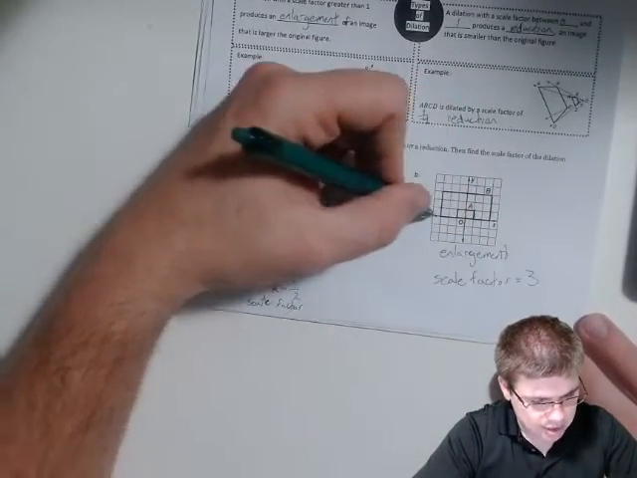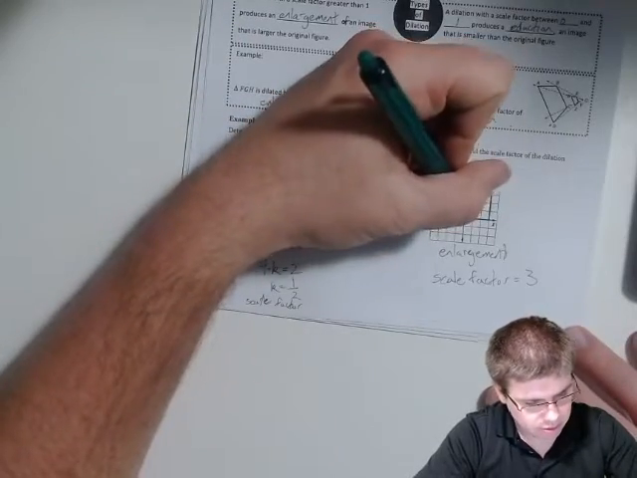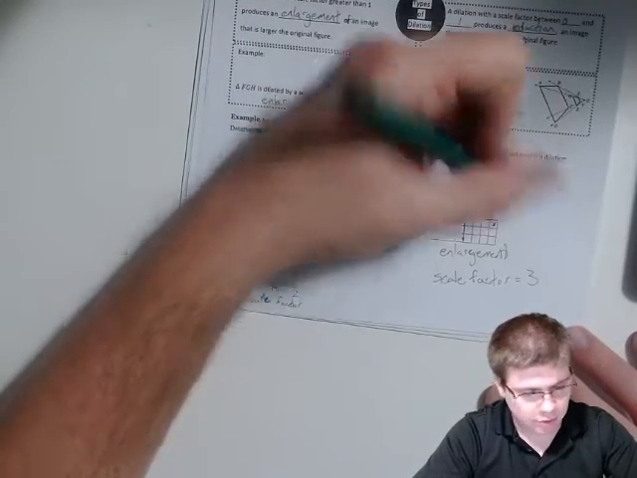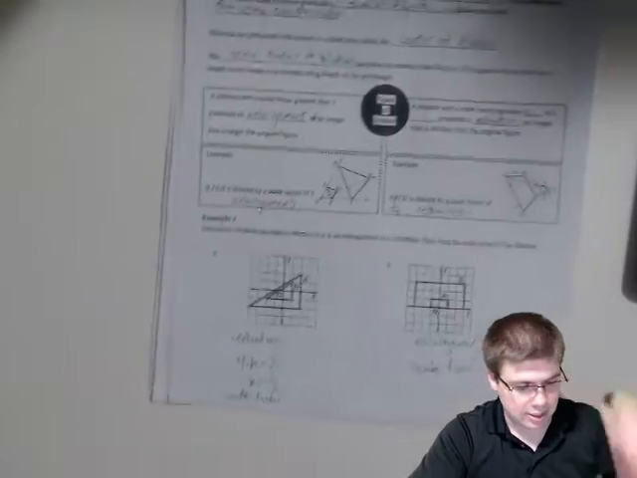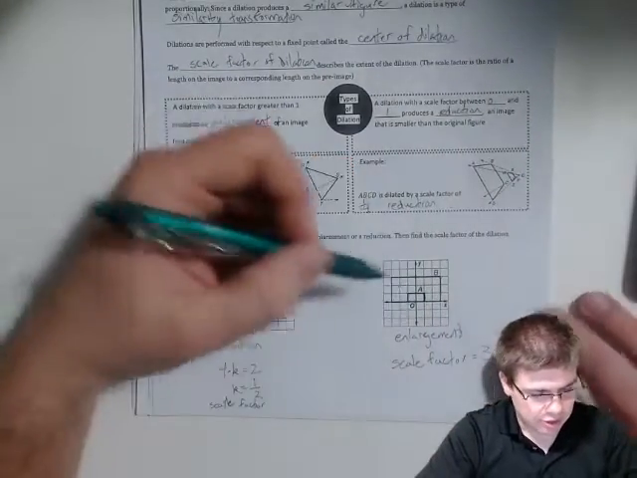We could have gone from 2 to 6. Realize that's 3 times as much. You know, this is up 1 over 1, up 3 over 3. There's several ways we could do that. That center of dilation is the origin in that one as well.